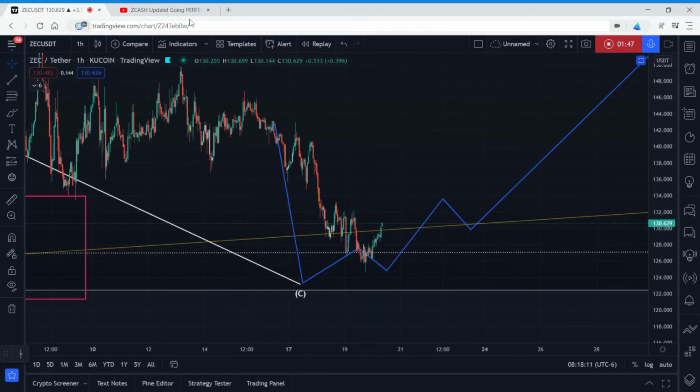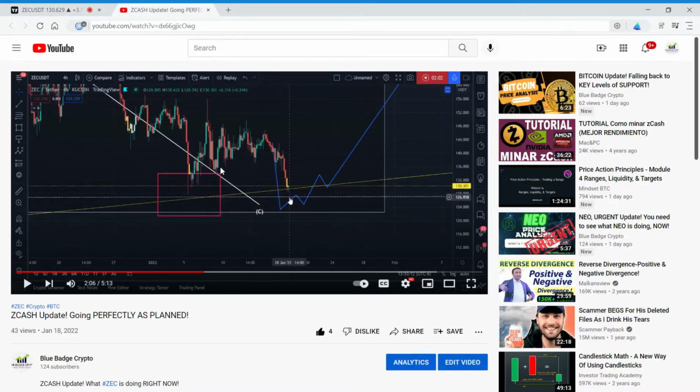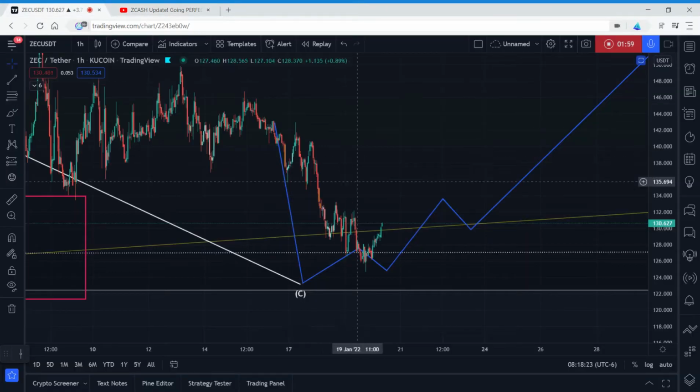And you can see I drew out this little path. I actually pulled up the past Zcash update, and you can see that's where I was saying, hey, we need to get down to this 126, 122 level. And that was from the Zcash update on the 18th. Okay. So we're looking good. Zcash is looking really good. So far, it's literally going exactly as planned, exactly what I wanted to see from Zcash.